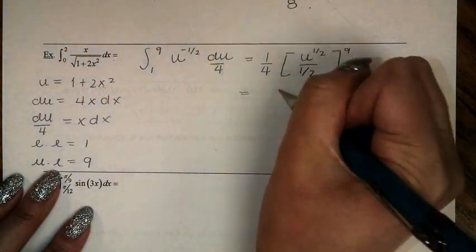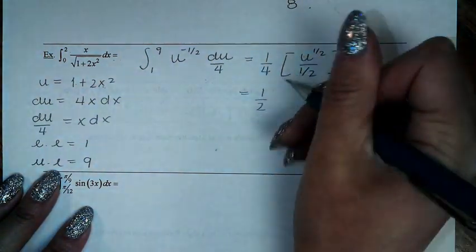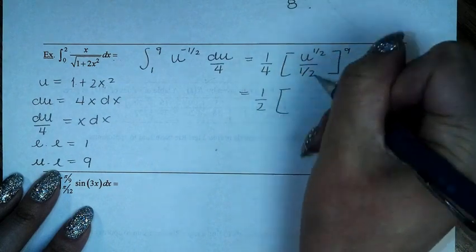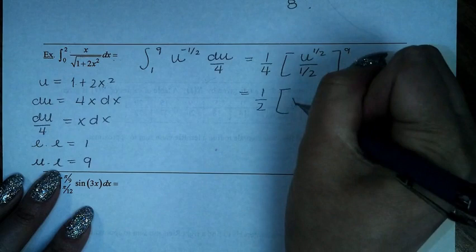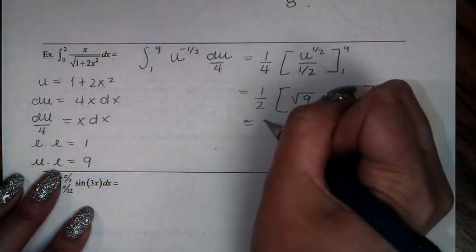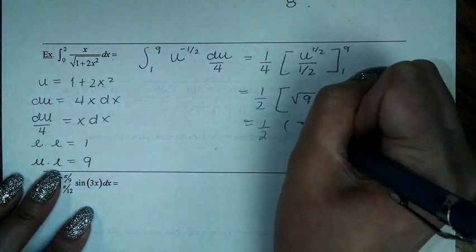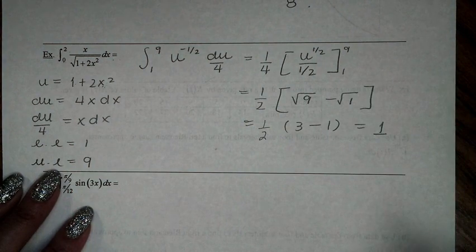From here you can see that this is a 2/4, which becomes a 1/2. After that you know that u to the 1/2 is the square root, so you have the square root of 9 minus the square root of 1. The square root of 9 is 3, and this is a 1, so this is going to be 1. And that's your result.